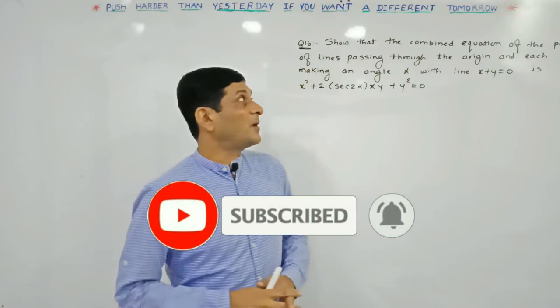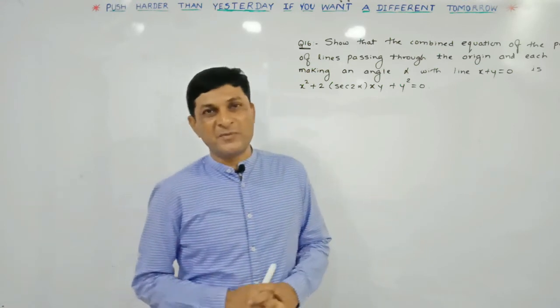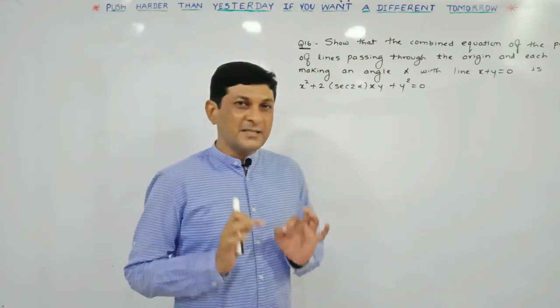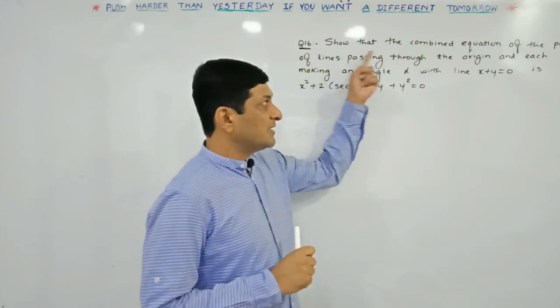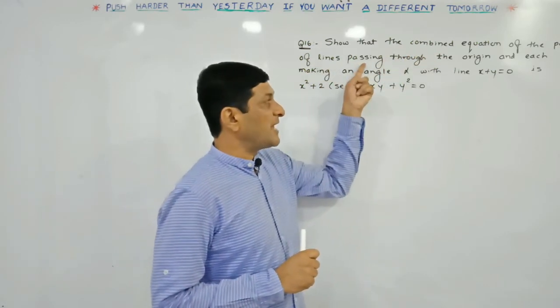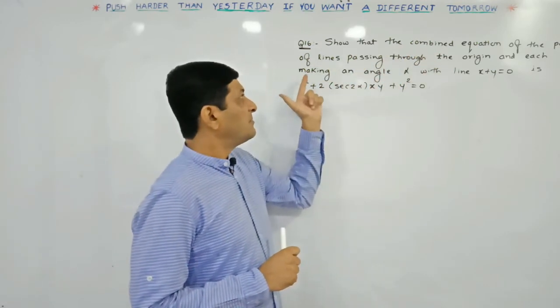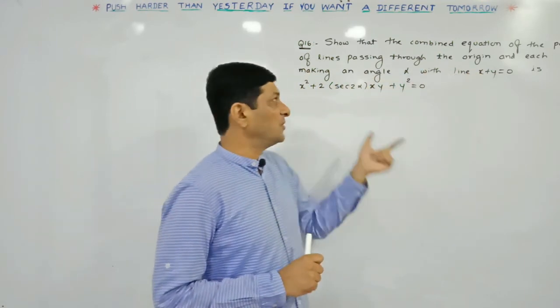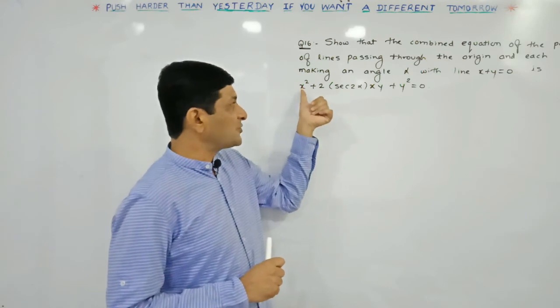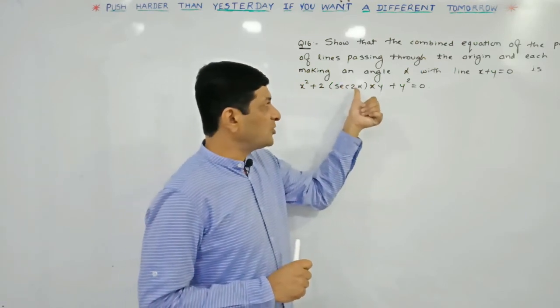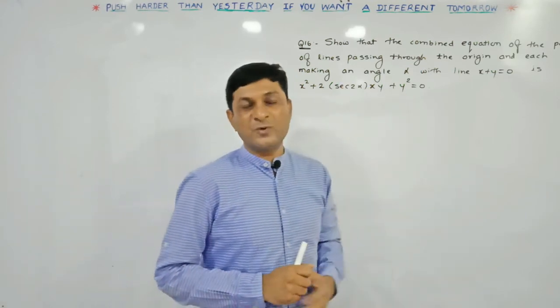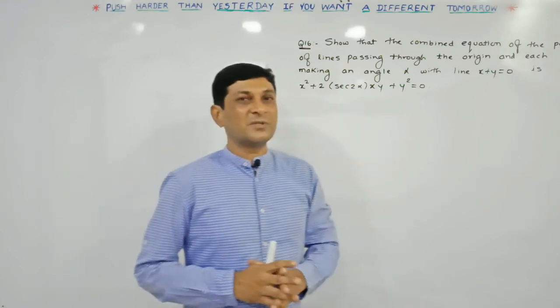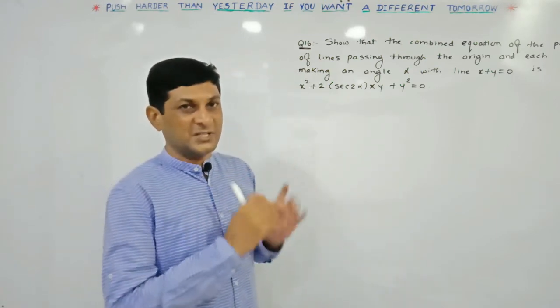So today we are solving example number 16 from the miscellaneous exercise. In this example, we have to show that the combined equation of pair of lines passing through the origin making an angle alpha with the line x plus y is equal to 0 is given by x square plus 2 sec 2 alpha xy plus y square is equal to 0. So now try to understand the condition in the example.